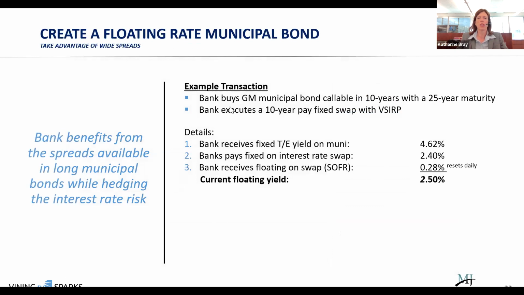It's very straightforward. You go out, you buy a bond that maybe is a little bit longer than what you would typically purchase. This particular one was a general market with a 10-year call and a 25-year final maturity. So long with a good bit of price volatility. You're going to combine that by simultaneously entering into a 10-year swap. So I'm just hedging it to the call date. On the bond, I've got a taxable equivalent yield of 4.62. On the swap, you're paying fixed of 2.40 and receiving back SOFR floating. Again, this is going to reset every day. And right now, as of yesterday anyway, it was at 28 basis points. So it gives me that current yield of 2.5%.